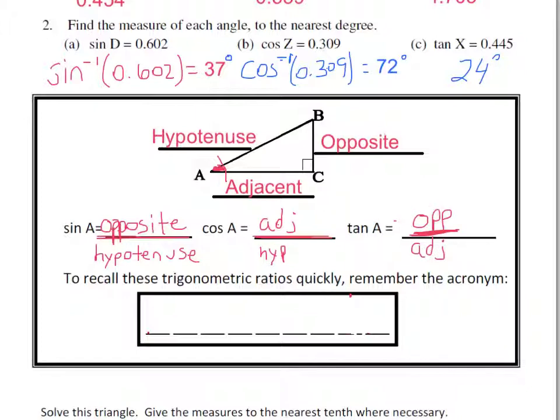So from there, we can remember these trigonometric ratios, which apply to all right triangles, as SOHCAHTOA. So what that means is sine is opposite over hypotenuse, cos is adjacent over hypotenuse, and tan is always the opposite side over the adjacent side.